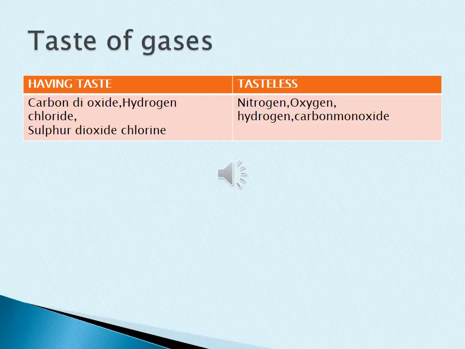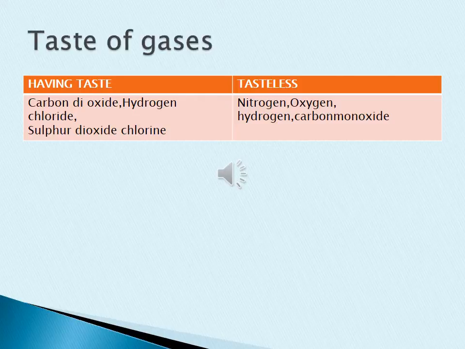Now we see about tasteless gases. Nitrogen, inert gas. Inert gas means inactivity. Manda vayukal. So inert gases also. What are inert gases? Neon, argon, krypton. These are inert gases, and they are tasteless. After that, nitrogen, oxygen, hydrogen, carbon monoxide are tasteless.